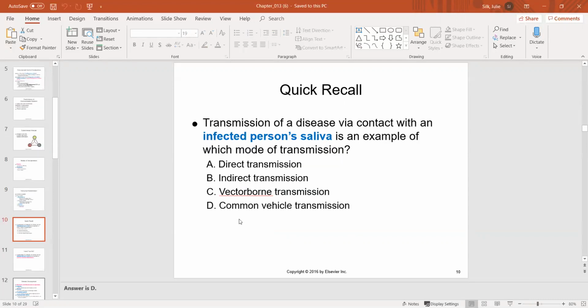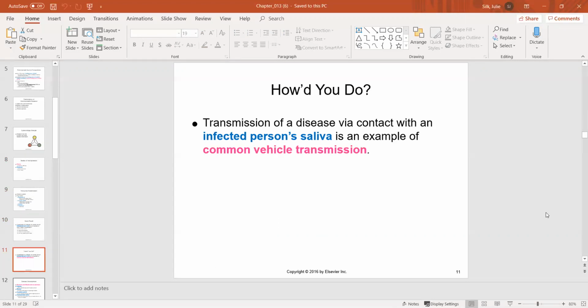All right, again, here's a question. So transmission of a disease via contact with an infected person's saliva is an example of what mode of transmission? It's going to be common vehicle transmission. D. All right, and again, transmission of a disease via contact with an infected person's saliva is that common vehicle transmission.